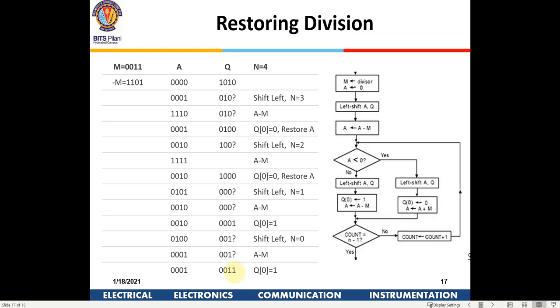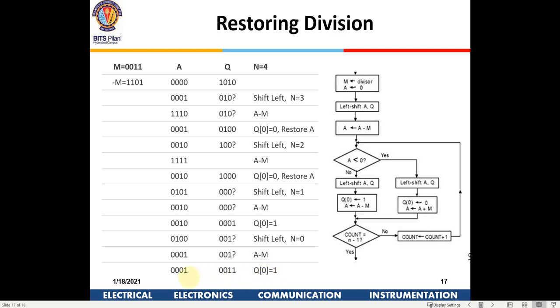Initially we initialize this counter as n equal to 4, because it's a 4-bit number. So 4 times we are doing shift left, shift left, shift left, shift left. Now n is equal to 0, we stop the operation there. After n is equal to 0, we will not do any more shift operation, but after shifting we complete this cycle, A minus M and the value of Q.